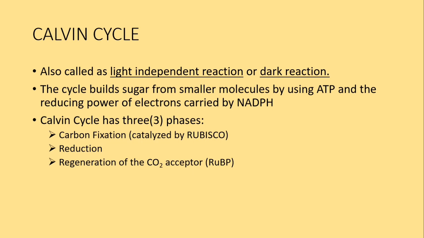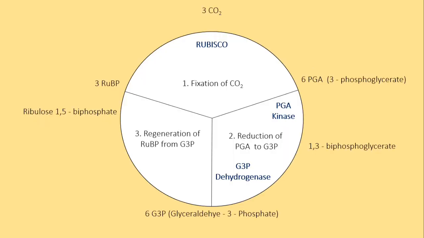Calvin cycle has three phases: carbon fixation, which is catalyzed by Rubisco, reduction, and regeneration of the CO2 acceptor, or RuBP. What's going to happen in the Calvin cycle is first, carbon dioxide will enter the cycle. It is going to react with ribulose biphosphate catalyzed by the enzyme Rubisco. And that's going to turn into 3-phosphoglycerate represented by PGA. And that's the carbon fixation, the first phase of Calvin cycle.